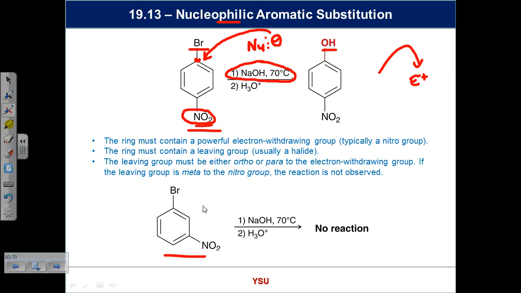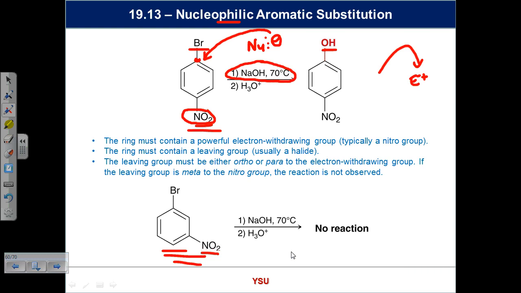Now, it's key to notice that at the bottom, it doesn't work with the nitro group at the meta position. And the answer is, in the intermediate for this type of structure, the NO2 group is redundant. The NO2 group is in the wrong place. You can't put negative charge into that NO2 group if it's at the meta position. And when you draw the resonance structures, you'll see why.